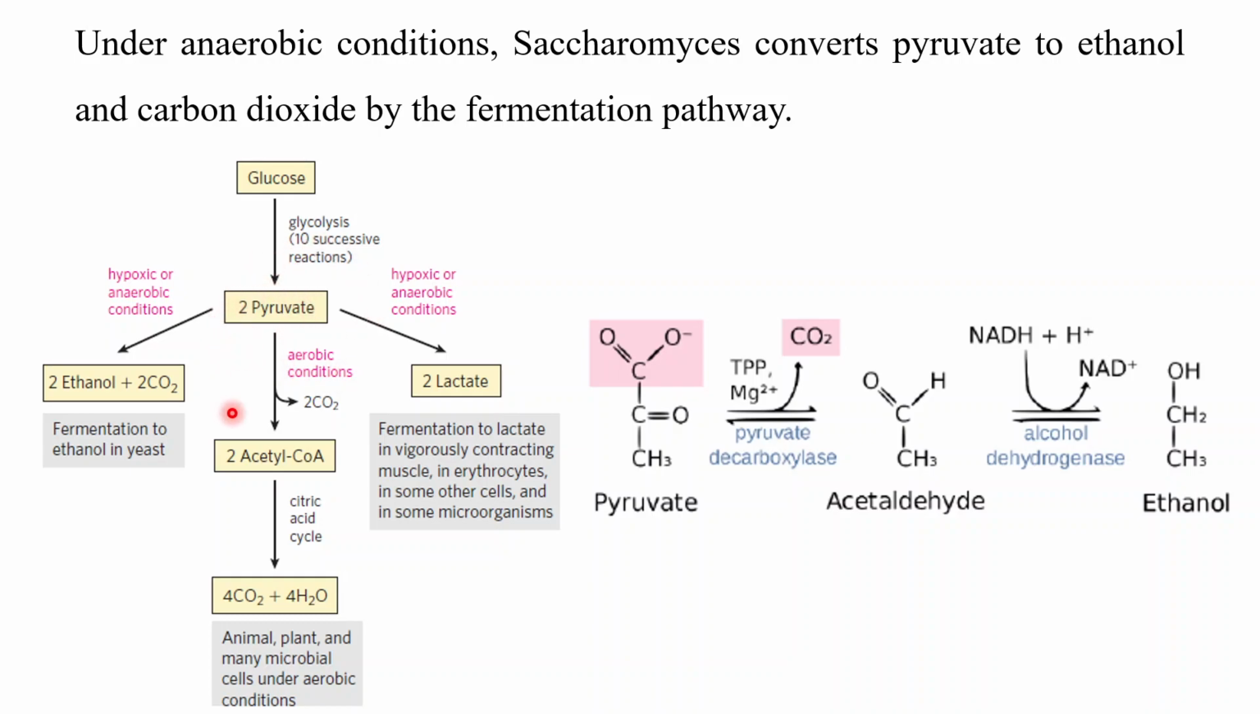This pyruvate is converted into acetyl coenzyme A. This acetyl coenzyme A then via the citric acid cycle gets converted into CO2 and H2O. So this is the complete oxidation of glucose in presence of oxygen.